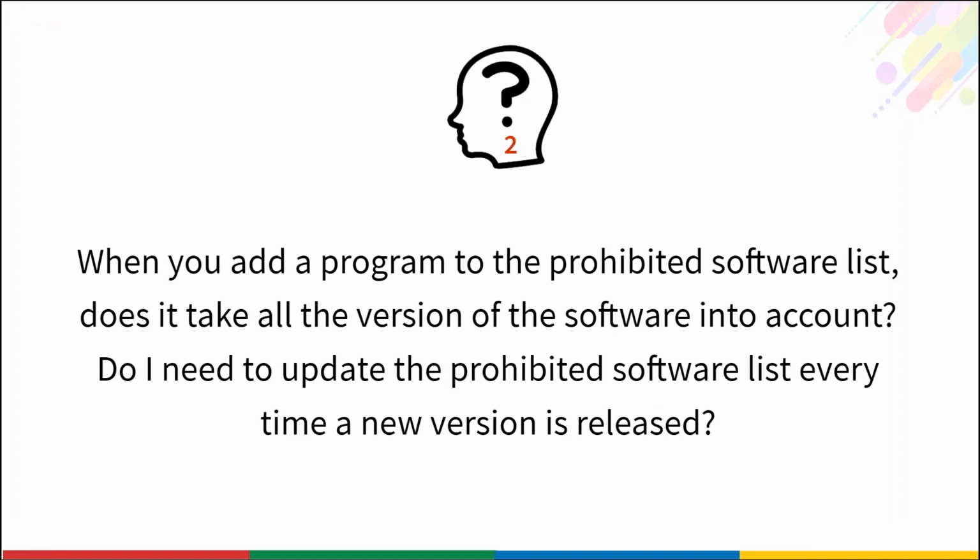When I add a program to the prohibited software list, does it take all versions of the software into account? Or do I need to update the prohibited software list every time a new version is released or available? We need to add every new version whenever another version is available. So we need to add a new version into the list. Only then is it going to take effect in notifying the end user, also for an installation.